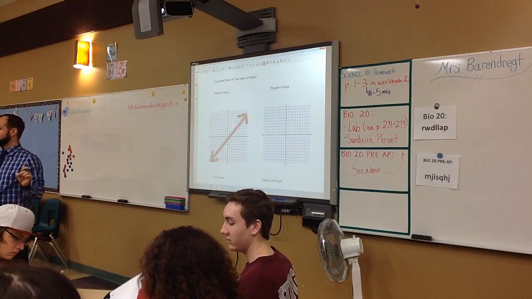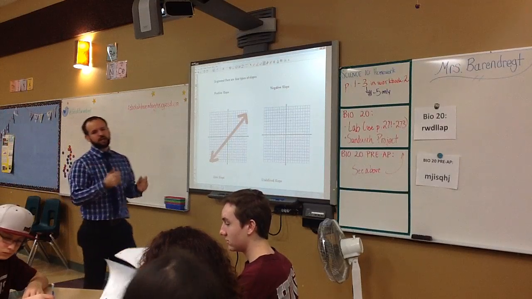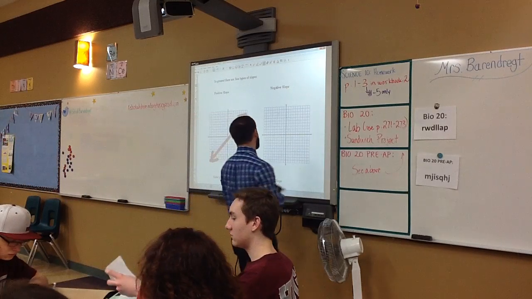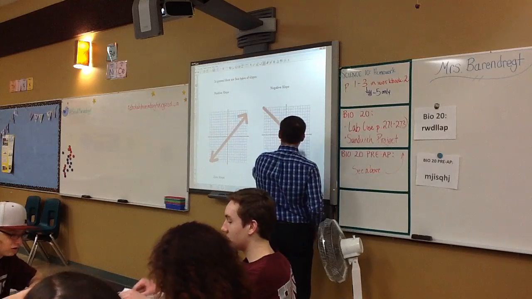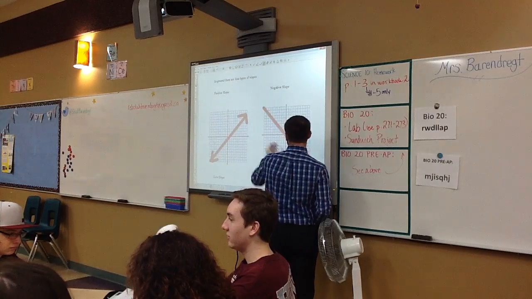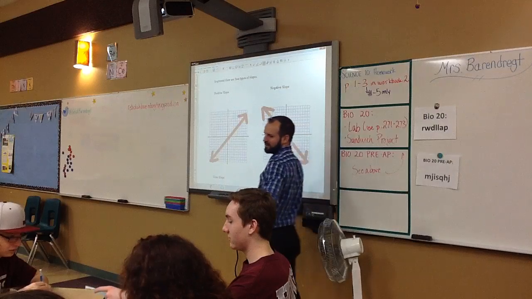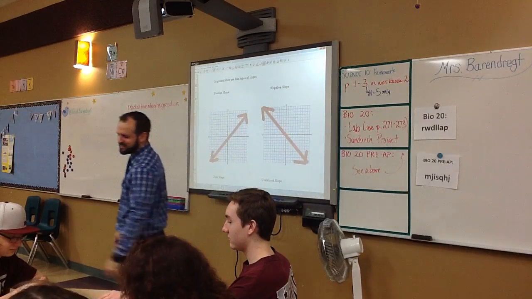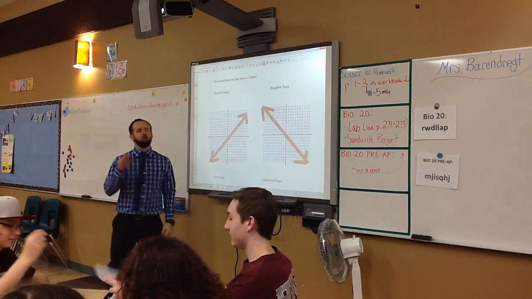Okay? Having said that, a negative slope, what's that going to look like? From left to right, it's going to go up or down? Go down. It's going to go around. And then, I like that, thank you. Okay? Negative slope means going down.